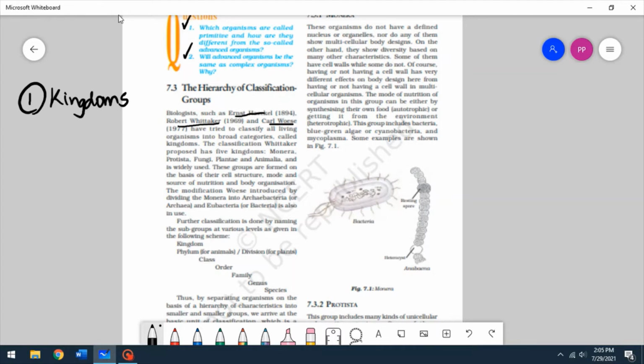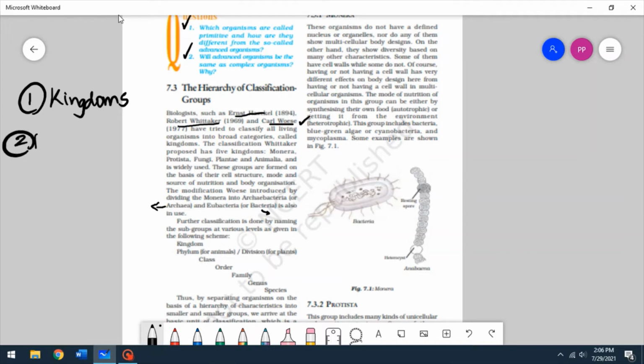All right. So the modification that Carl Woese introduced also divides Monera into Archaebacteria and Eubacteria, where Archaebacteria is ancient primitive bacteria and Eubacteria is newer, more advanced bacteria. Alright, so further classification is done.